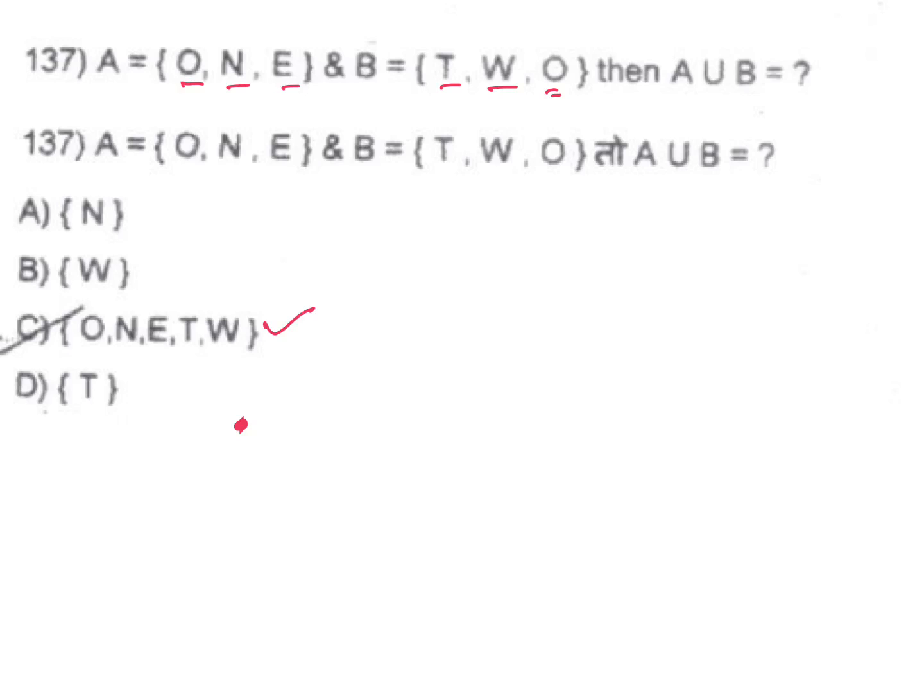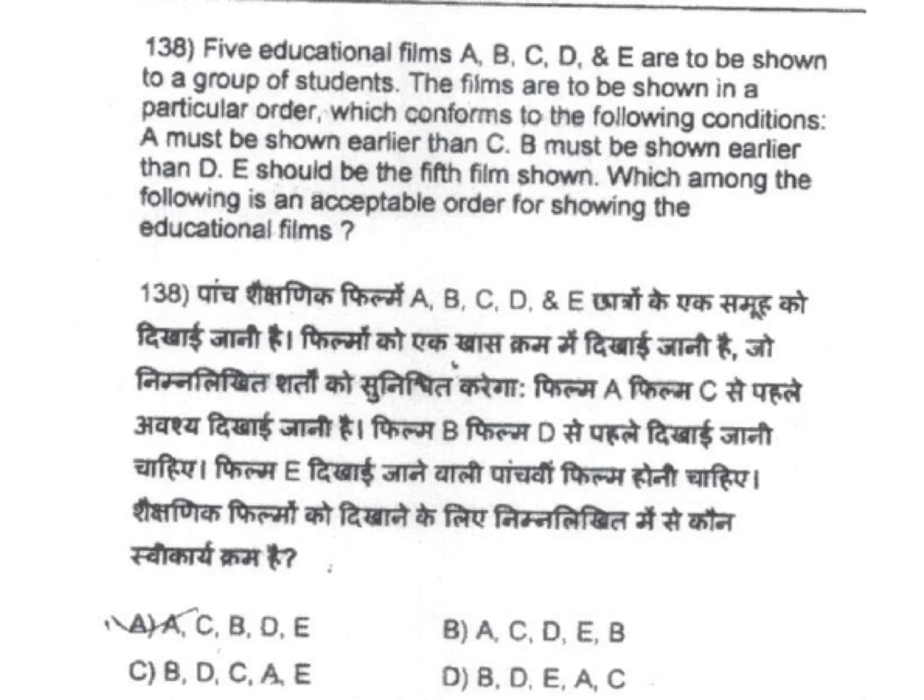This question is a little bit longer, but if you read it carefully, you can solve it within 1 minute. 5 educational films A, B, C, D, E are to be shown to a group of students. The films are to be shown in a particular order which conforms to the following conditions. First, you have to carefully check the conditions. A must be shown earlier than C. B must be shown earlier than D. E should be the fifth film shown. Which among the following is an acceptable order for showing the educational films?